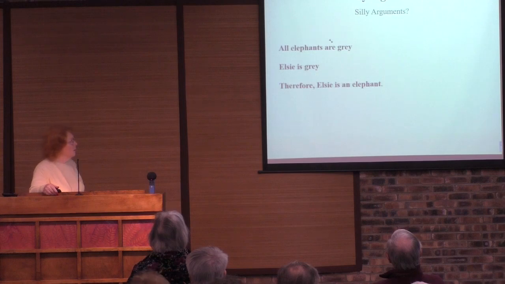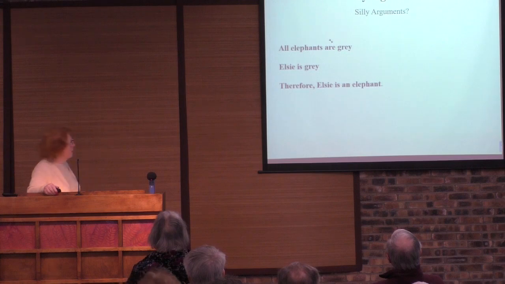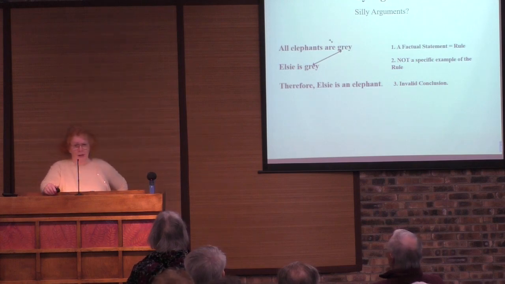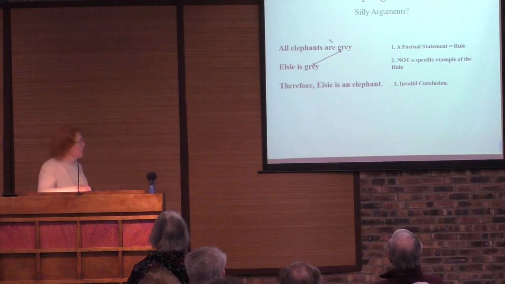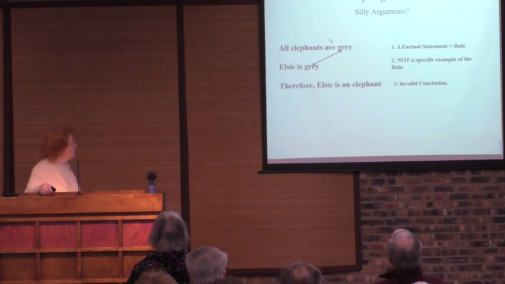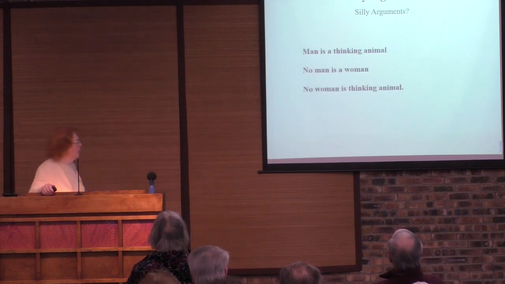Now, here's the other one, a silly argument. All elephants are gray. Elsie is gray, therefore Elsie is an elephant. We see there's a problem here, don't we? That is, the idea of grayness overwhelms us, and we're looking at grayness. So although the first statement may be true, the second statement is not a specific example of the rule. That first statement up there, this one right here, is the rule. It's true, by definition. And everything else must conform to that. So, we reach an invalid conclusion. It's really easy to do with syllogisms. That's one of the reasons we tend to avoid them.